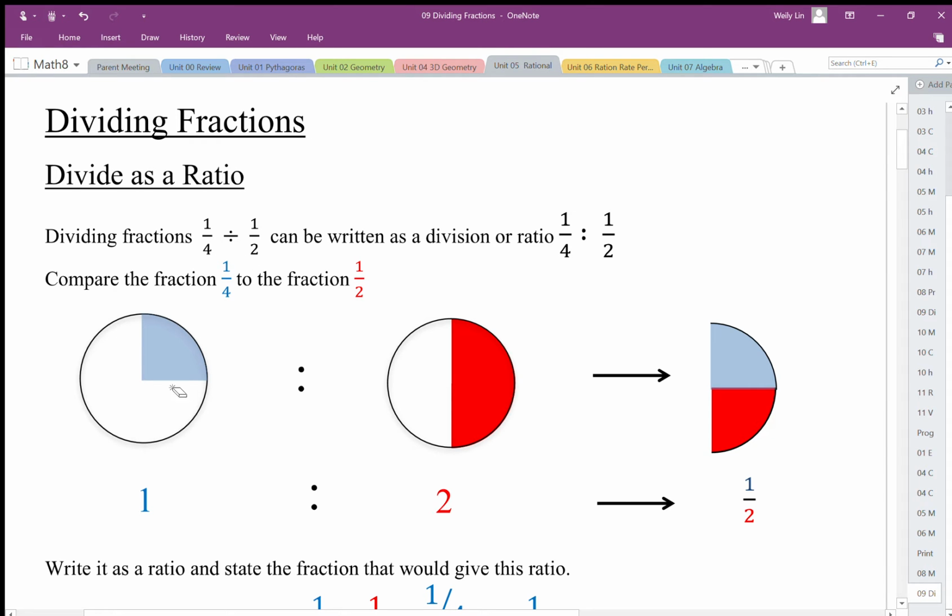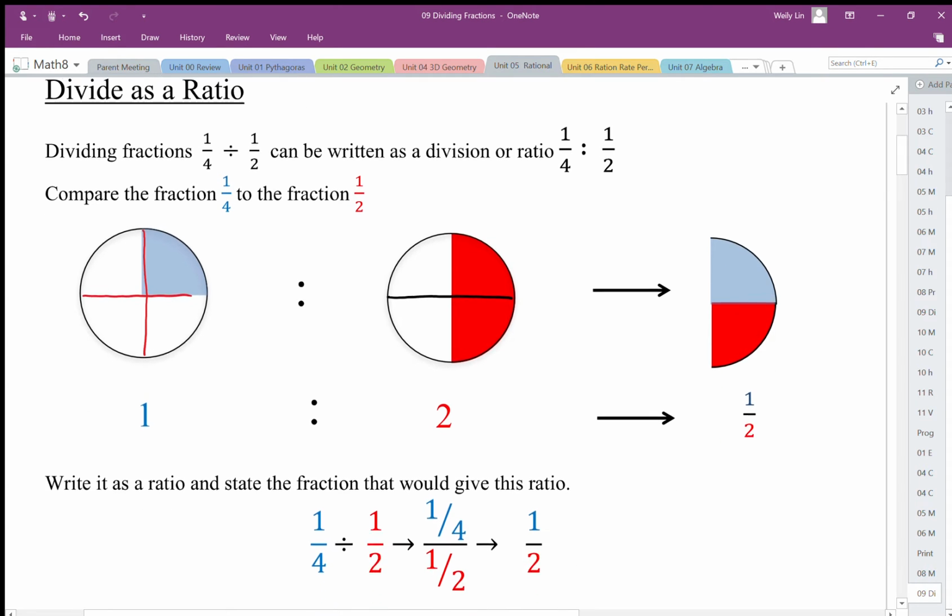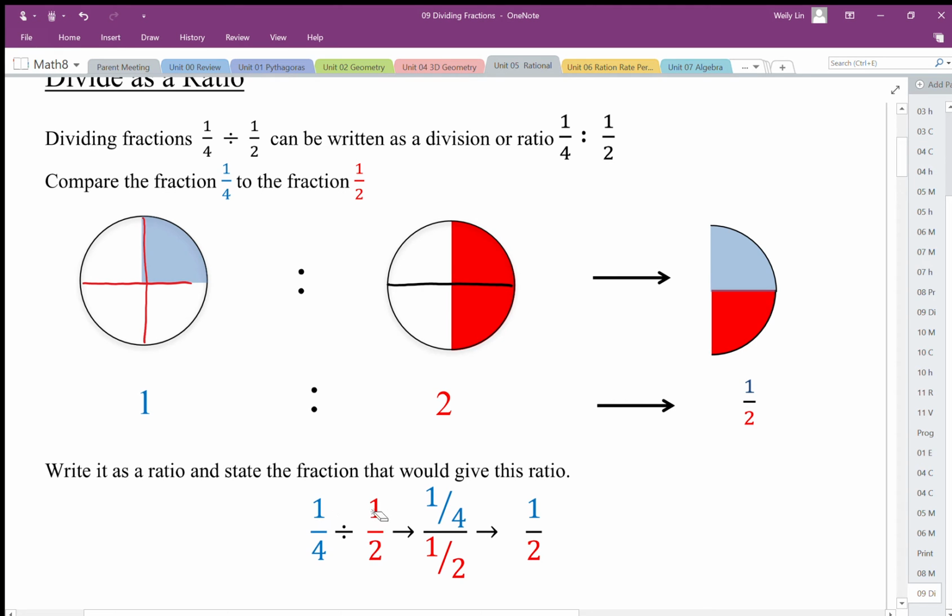So looking at the picture of the fraction of 1/4, there's my 1/4 fraction. There's my 1/2 fraction. And when I compare these two fraction pieces as a ratio, there is a 1:2 ratio occurring here. And if I just split it up into the same size pieces, we can see that there is one piece, one part to two parts. So we can then think of dividing as comparing 1/4 to 1/2, and we can think of that as comparison as a ratio.